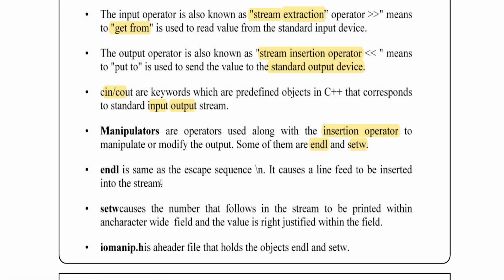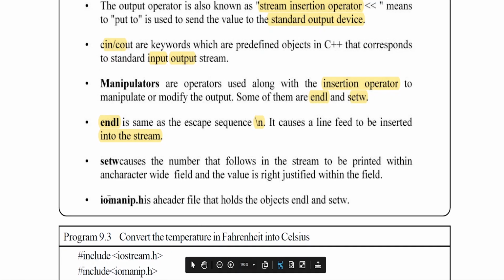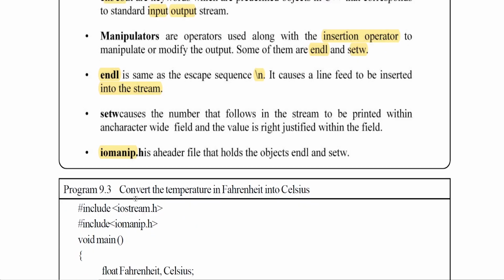So endl is the same as the escape sequence, already I have told. We preferably use endl in most of the programs instead of \n. It causes a line feed to be inserted into the stream, so it goes to the next line. setw, set width, causes the number that follows in the stream to be printed within a given number of characters wide. So if certain characters you want to display not together, we have to give some space, so we use set width. And the value is right justified within the field. To use endl and setw, besides iostream I have to include iomanip.h. This is a standard header file that holds the objects endl and setw.